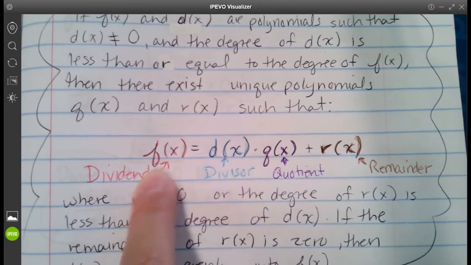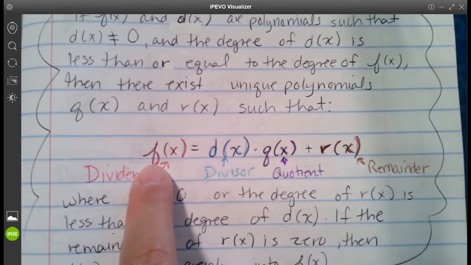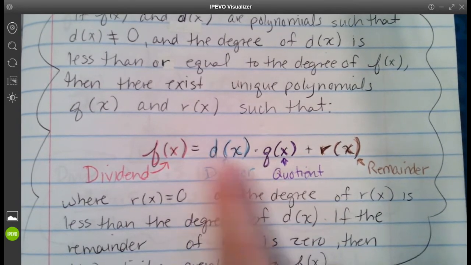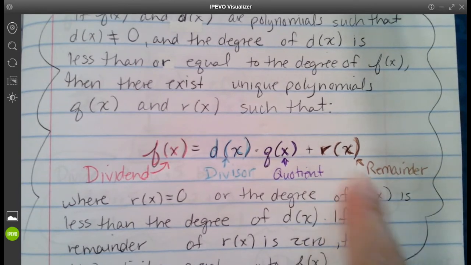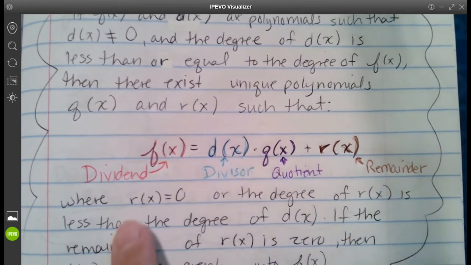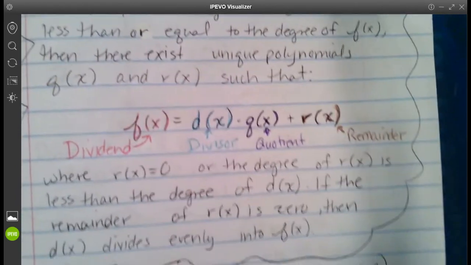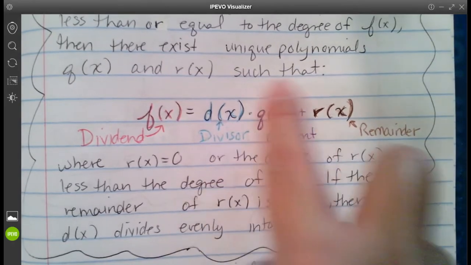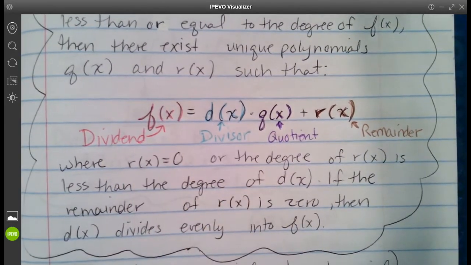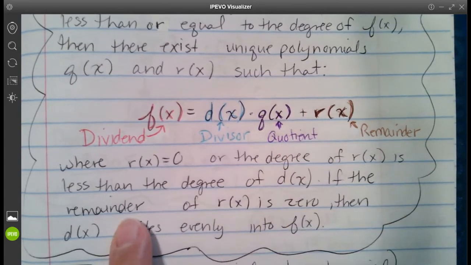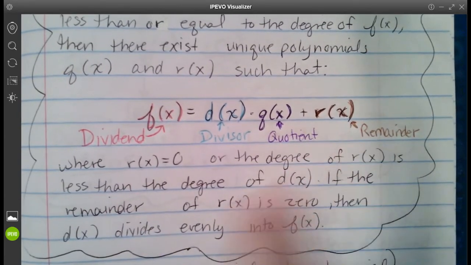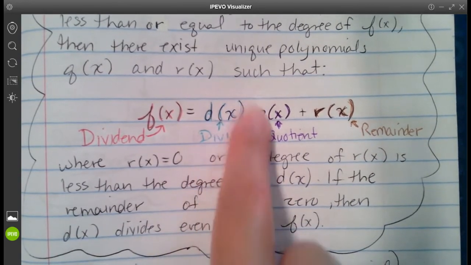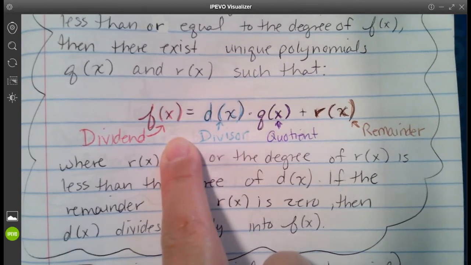So the dividend is the polynomial that we divide into. The divisor is the one on the outside. The quotient is the answer you get after you divide, and r of x is going to be our remainder, where r of x is equal to 0, or the degree of r of x is less than the degree of d of x. So this one has to be less than this one, otherwise it would divide one more time, or multiple times, depending on what this is. I'm going to show you with an example exactly what I mean. If the remainder is 0, that means that this divisor divides evenly into f of x.